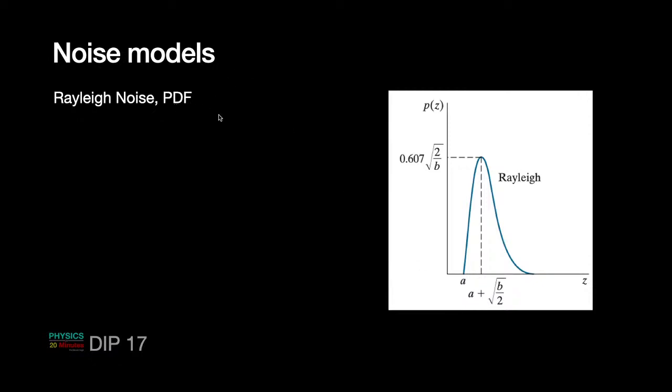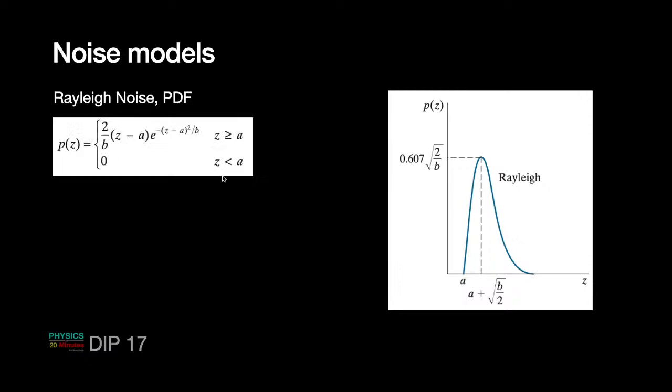It is again a PDF, as in the case that at any point the probability of having a pixel value at some point is the area beneath the curve. Total area beneath the curve is still 1. This is how it is defined. For z less than a, p(z) is 0, so all of this is 0. And for z greater than or equal to a, it rises, reaches a peak and drops exponentially. The peak occurs at a plus root of b by 2 and the peak value is over here.